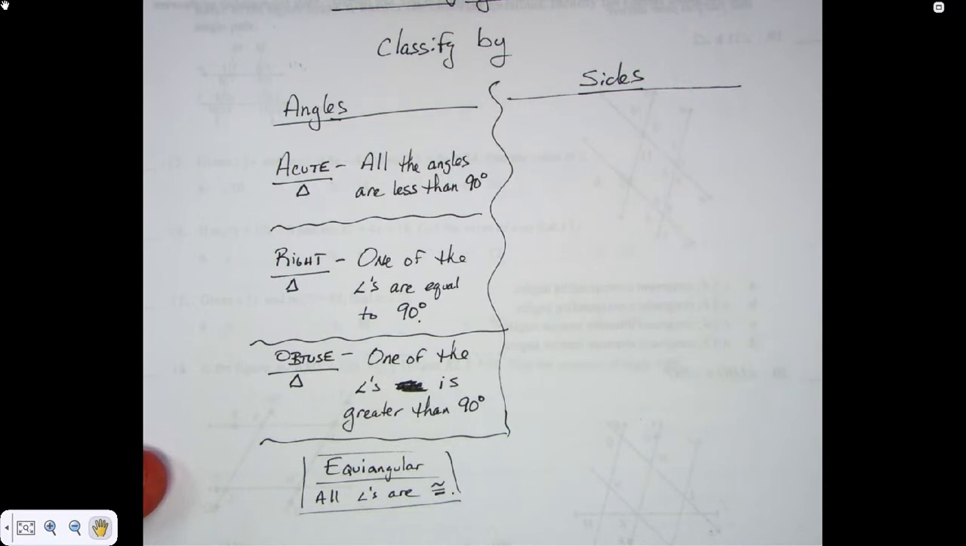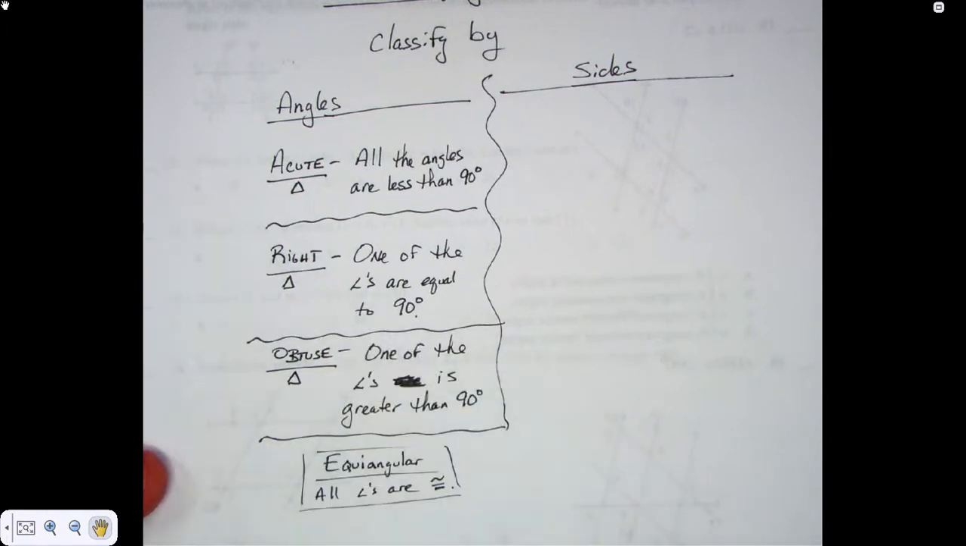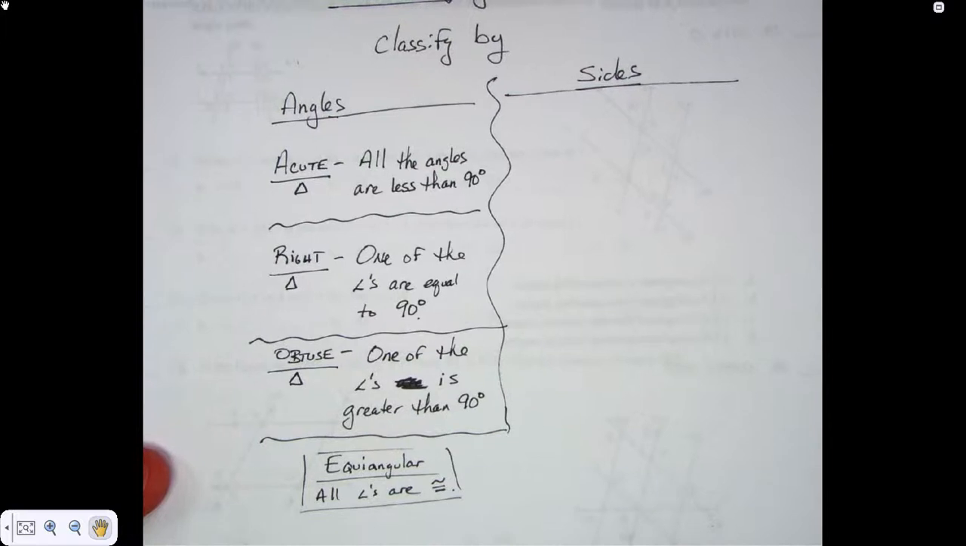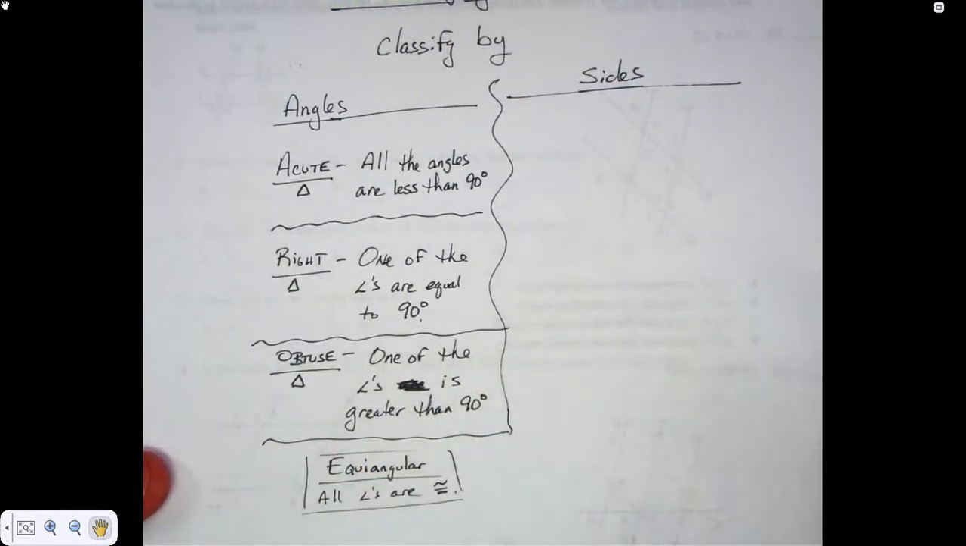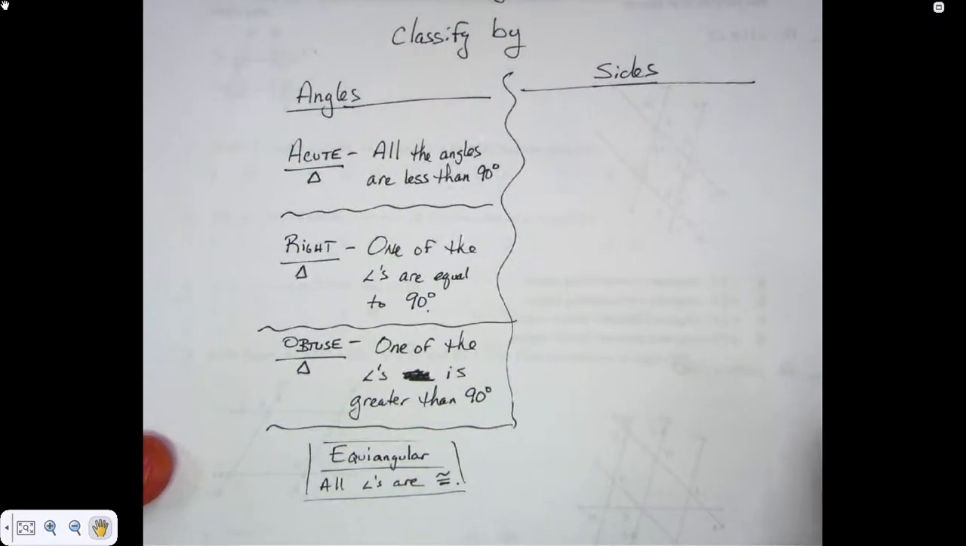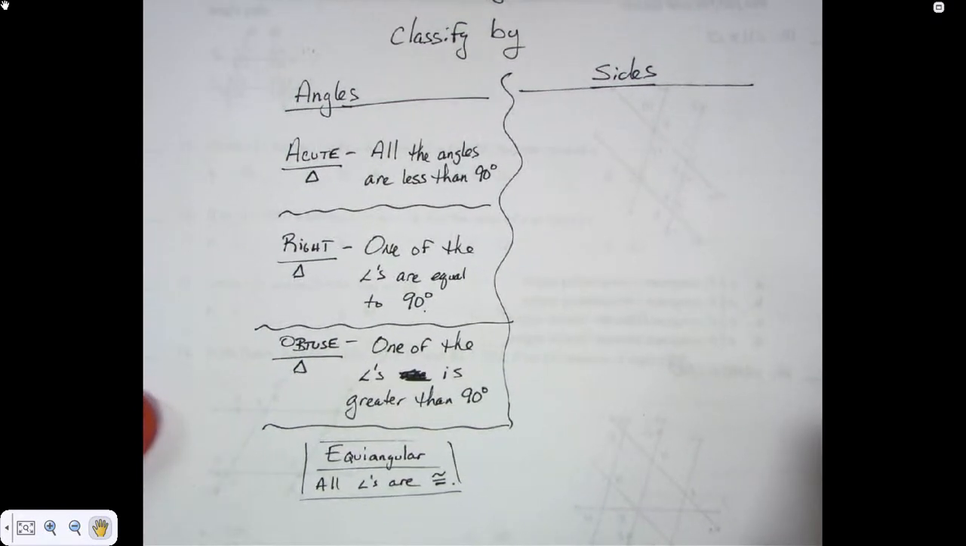Equiangular, though, the reason I say to keep this separate is because one of these is actually equiangular. Which one, do you know? Acute. They're 60, 60, and 60. That's the only way you can have a triangle where all the angles are the same. And you'll learn why when we do section 4.2 in just a second.